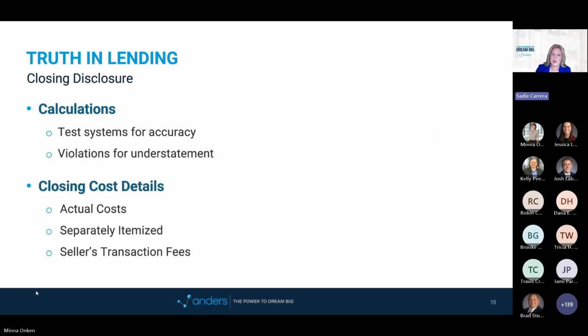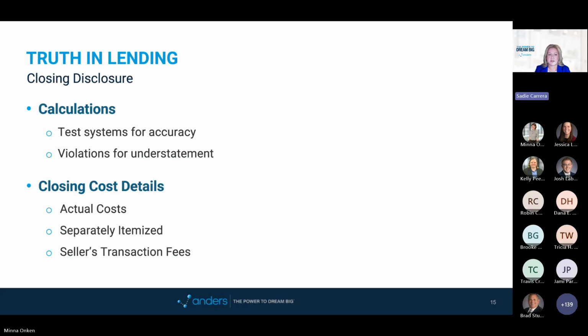Now we're going to move on to the closing disclosure, where again, we typically refer to that as the CD. Now, FDIC brought up loan calculations and closing cost details. So the loan calculations are all those calculations listed on page 5 of the CD. So that's going to be the total of payments, finance charge, amount financed, the APR, and the total interest percentage, or the TIP.